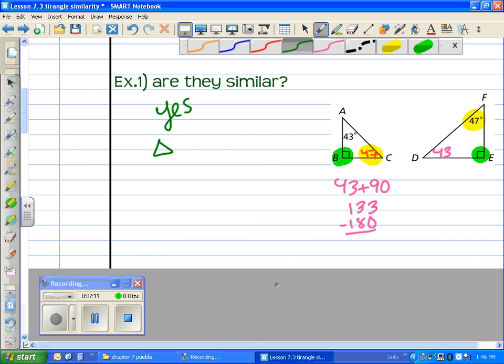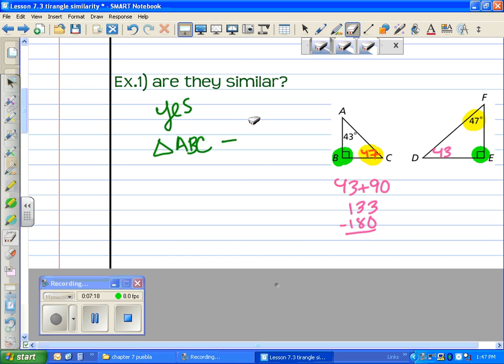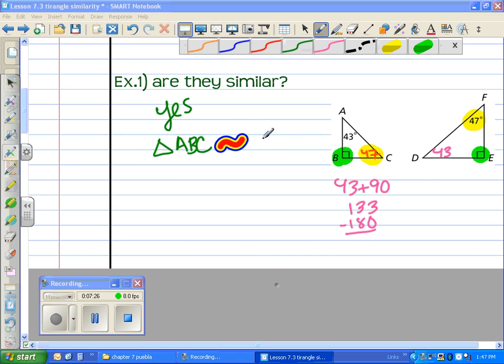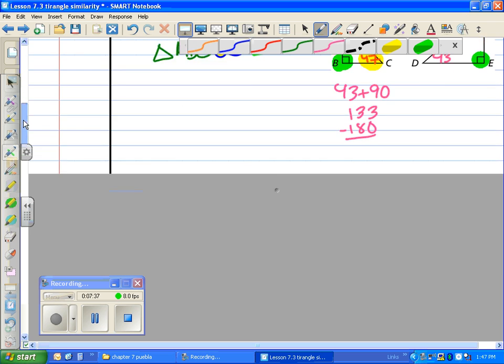So I'm going to write down triangle ABC. Oh, I should be using the similar symbol. So let's use similar. That's really big. Triangle ABC is similar to triangle DEF. Okay, and that one's done. That's all I need you to tell me.